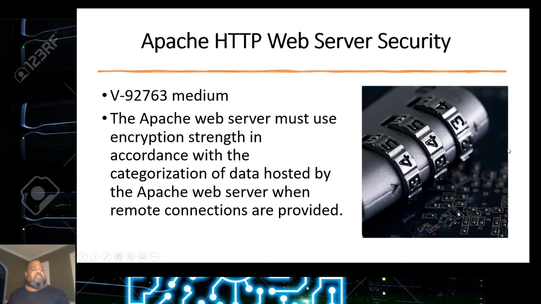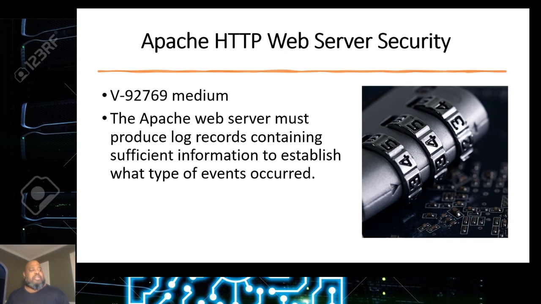The Apache server must use an encryption strength in accordance with the categorization of data hosted by the Apache web server where remote connections are provided. So if you remember at the beginning, we talked about FIPS 142. That's government grade encryption, and my site is usually for federal compliance. So we're going to talk about the commercial grade of encryption, which is FIPS 140-2.